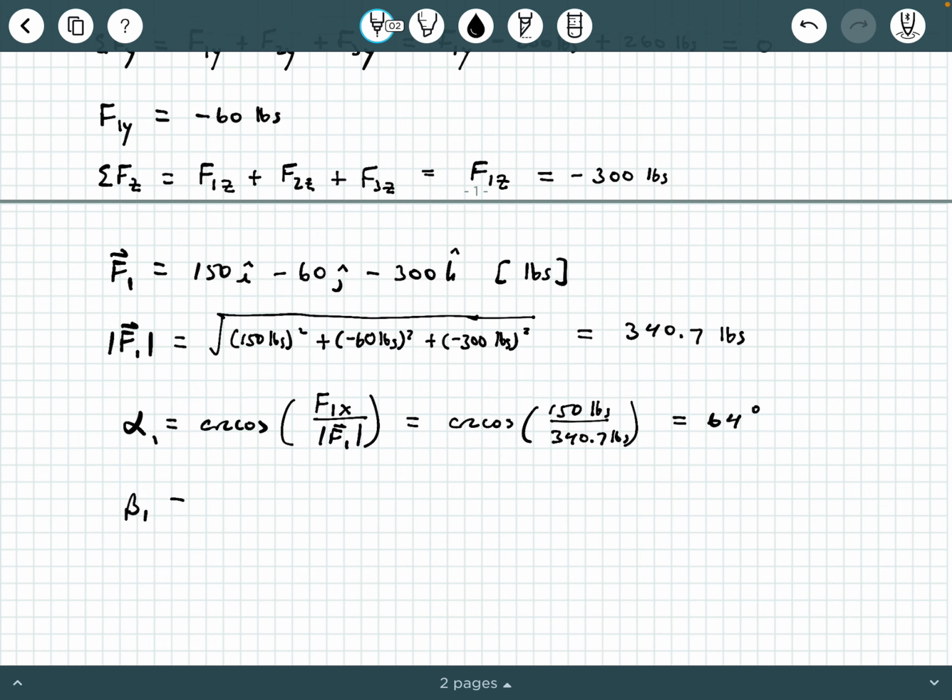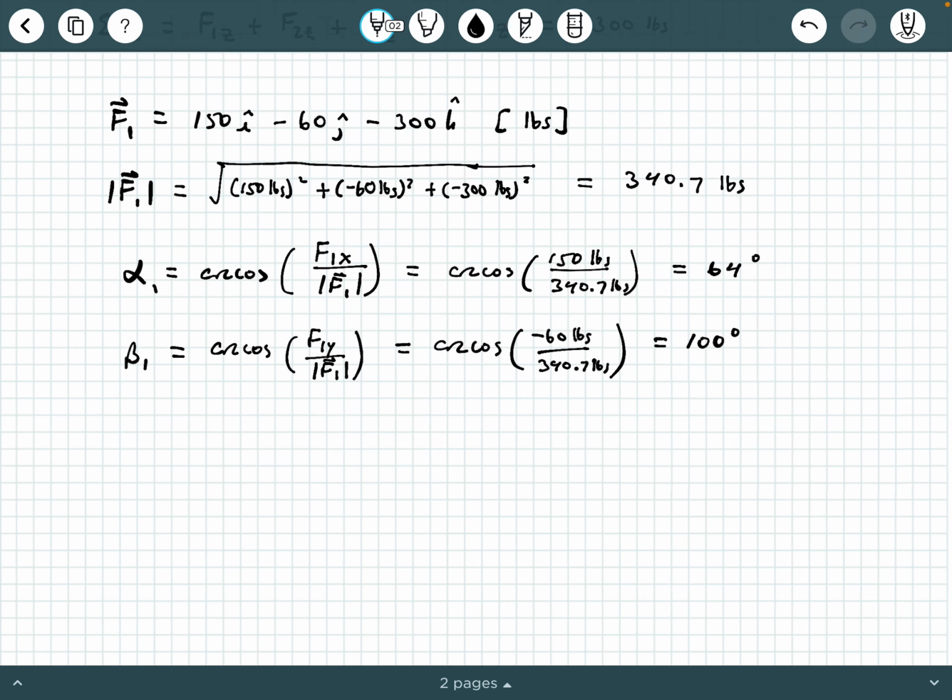What about beta 1, the coordinate direction angle beta 1? We're going to say that's the arc cosine of F1y over the magnitude of F1. And so I punch that through, and that'll give me arc cosine of negative 60 pounds over 340.7 pounds. Now remind me, does this negative matter? Do I need to include this negative in my arc cosine operation? Yes, absolutely. So you punch that through, and you get about 100 degrees.